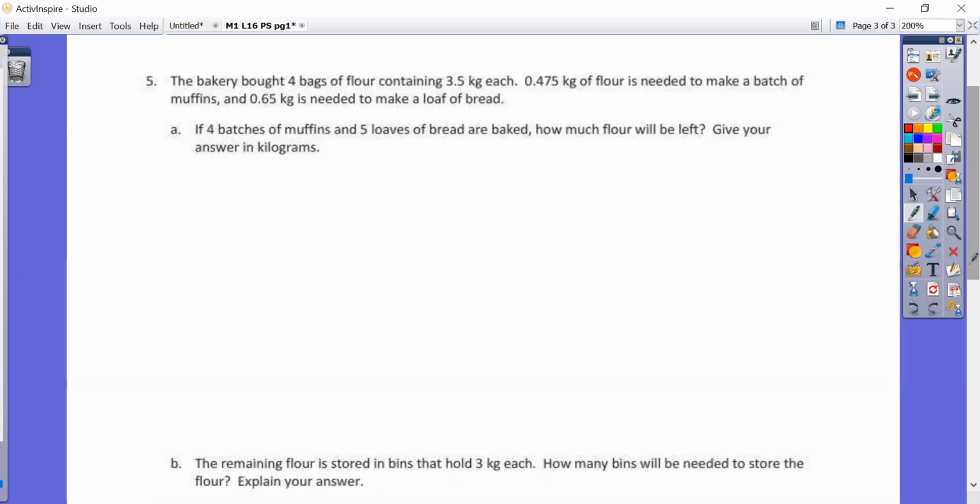So the bakery bought 4 bags of flour. Each bag of flour contains 3.5 kilograms each. Okay, so that's the total amount of flour we have. And then we know that 0.475 kilograms of flour is needed to make a batch of muffins, and 0.65 kilograms is needed to make a loaf of bread. Okay, so we know how much flour we have total in this section, right? And then these are like our ingredients or the amounts that we need for the recipes.